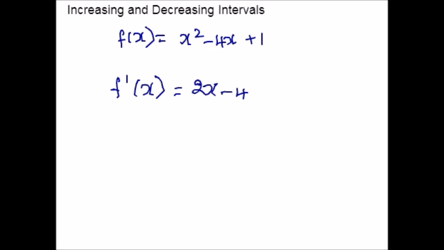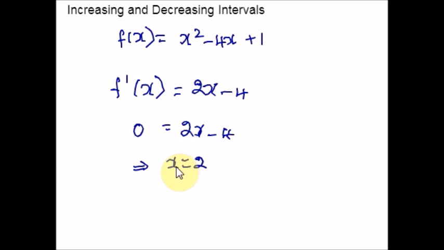Then we find the roots of this derivative. For that we impose f dash of x is equal to 0. Only then can we find the roots of the derivative. So set this equal to 0 and solve for x. Adding 4 on both sides, you will get 2x is equal to 4, and dividing both sides by 2, you will get the x value. x is nothing but 4 over 2, which is equal to 2. Therefore, the root is x is equal to 2. Hope you are clear with step 2.